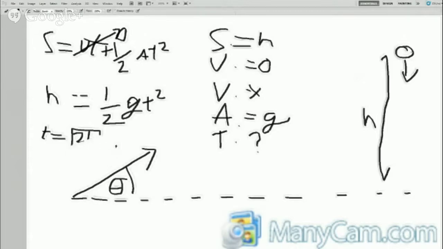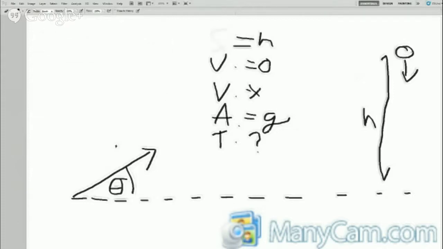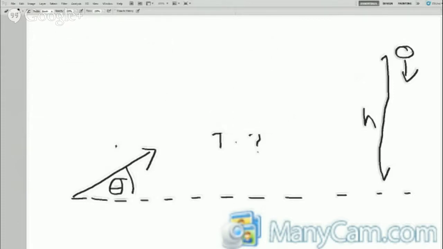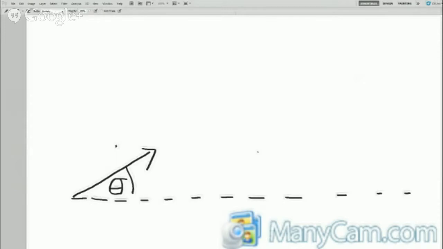So let me clear off this mess a little bit. The key to projectiles is remembering that the vertical and horizontal components are completely independent, except time. So when you're presented with a projectile, we're still just going to write suvat out, and we can work out what we want to know, what we already know, how we can work out any gaps, except we're going to write it out twice.